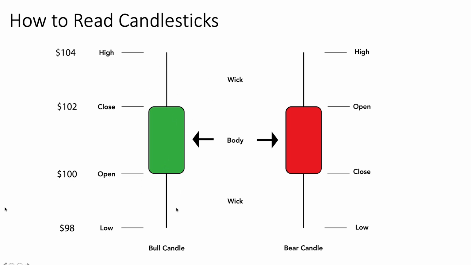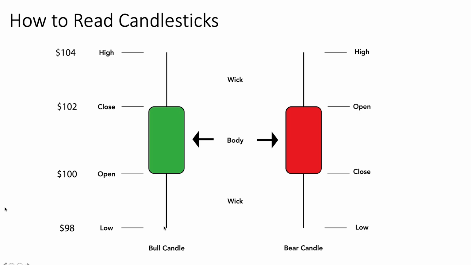And so we'll just start on the left-hand side here, the green candle. Essentially, for a green candle, the open is the bottom line right here. The close is the top line right here, right? This implies that if I opened at $100 and I close at $102, there's a $2 increase. Therefore, it's gone up. That's why it's green. It's a bull candle because it's gone up over a time period. This is the body of the candlestick. If it was a daily candlestick, on the day, the market opened at $100 and it closed at $102.